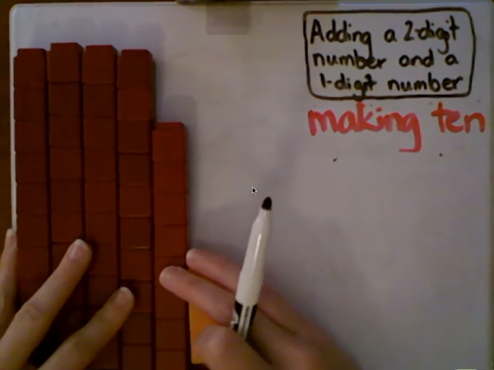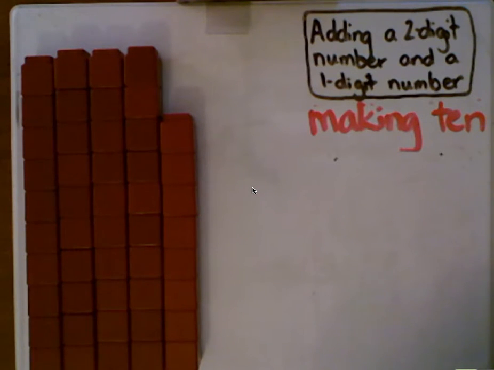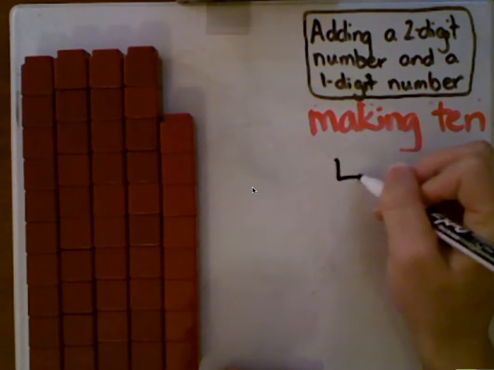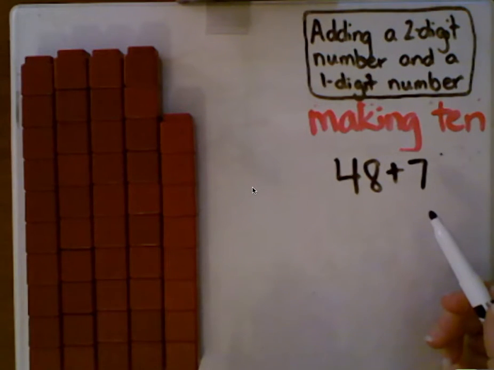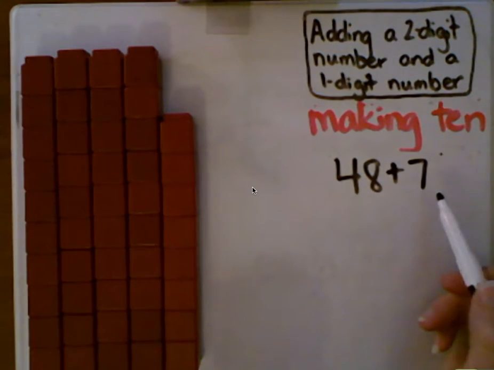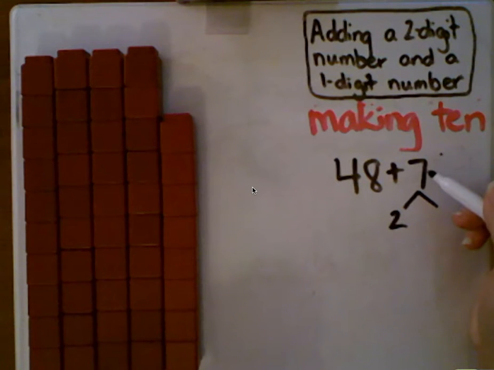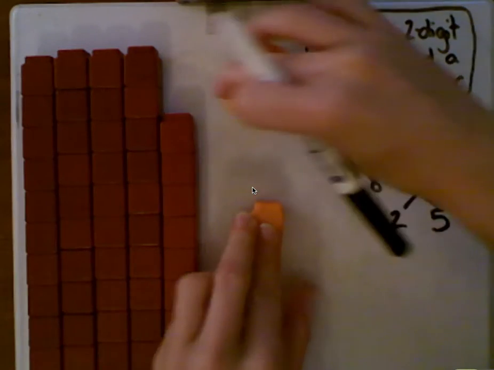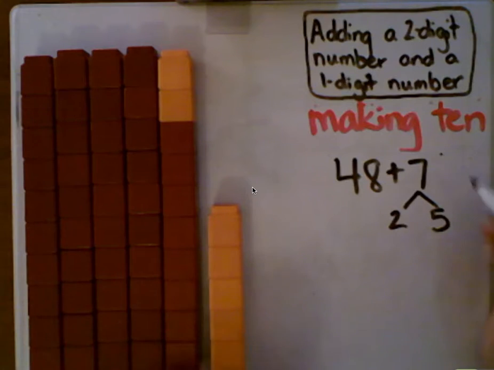Let's say we're adding 48, and this time let's add 48 plus 7. Many students do not know 8 plus 7 equals 15 at this point in the year, but they do know how many it will take to get to the next 10, and they know their decompositions of 7 to say I'll have 5 left if I take away 2 or take out 2 to make that next 10. So I can see I have 55.